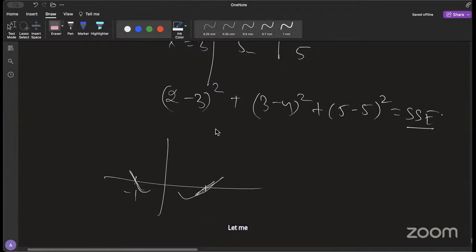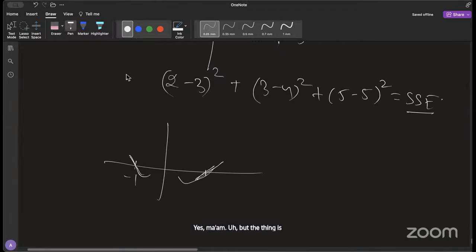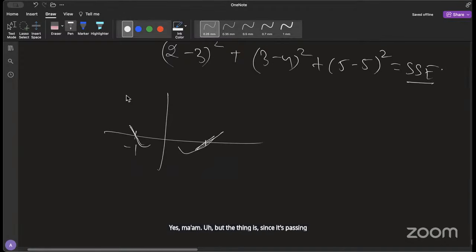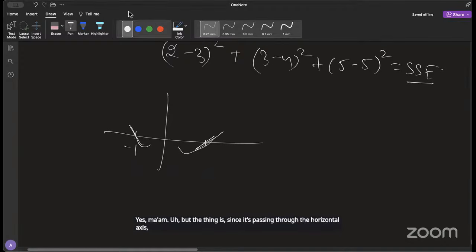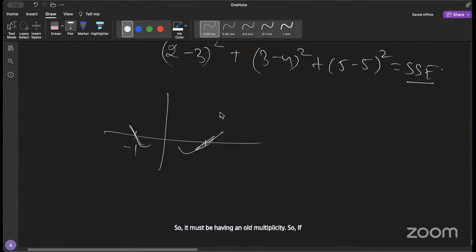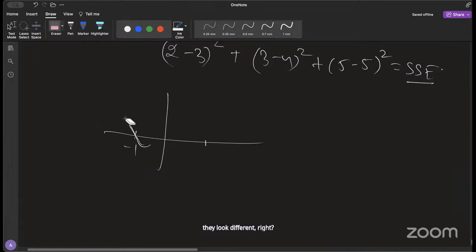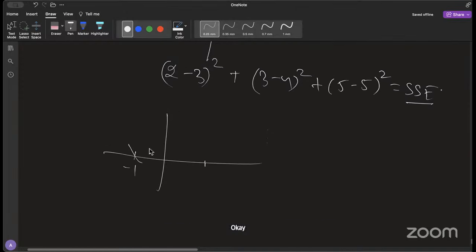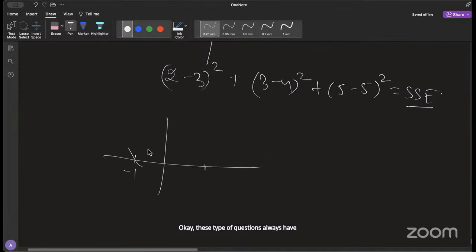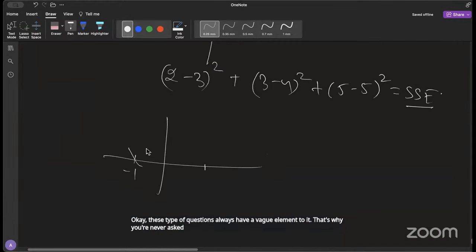Let me just have a look at the picture again. Yes, ma'am. But since it's passing through the horizontal axis, it must have an odd multiplicity. If it's not 1, then the next possible one is 3 or 5. In that case, the graph would look flatter and different, right? But here it is like a straight line. These types of questions always have a vague element to them. That's why you're never asked such questions.